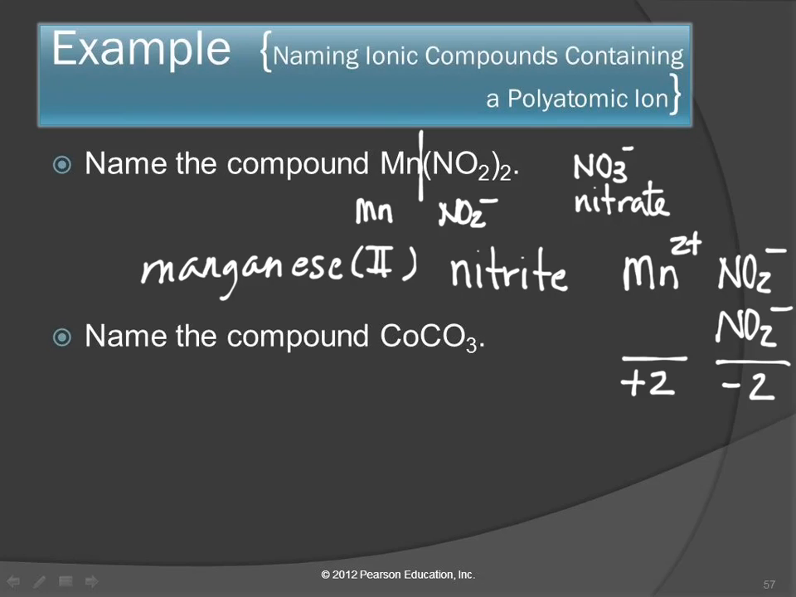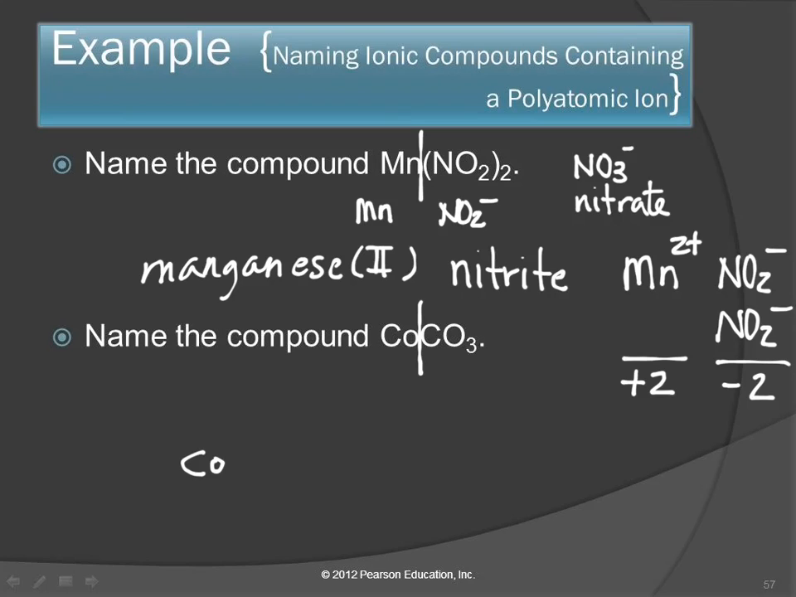Let's name this next compound. That looks like CoCO3. Okay, one's a small o and one's a big O. Important difference. So we have 2 things going on here. I'm going to draw a line right here. Co is 1 element. We find it on the periodic table. It's a metal. This is an ionic compound. Is cobalt in group 1, 2, 3, zinc or silver? No, it's not. So it needs a Roman numeral.